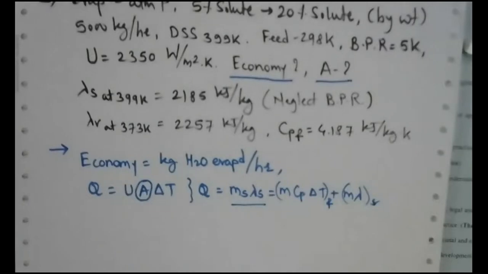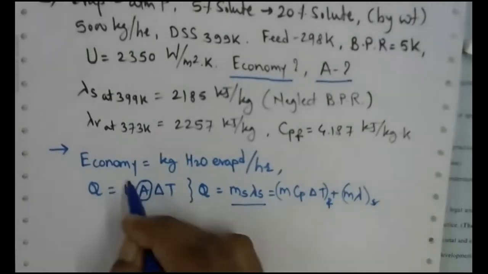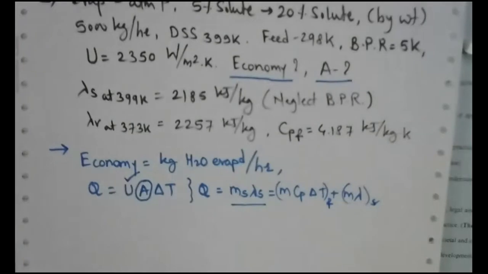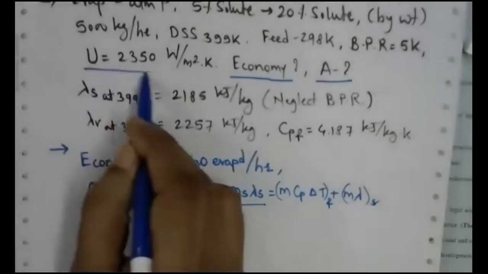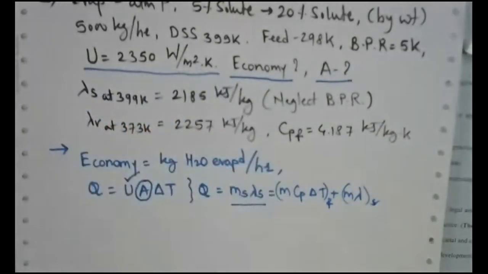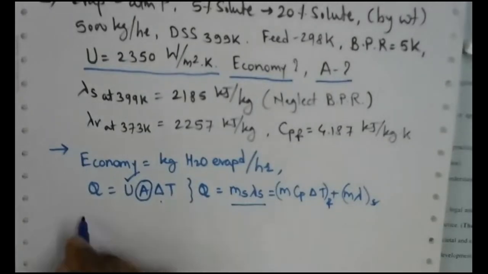So this is regarding the Q. Then U is given in the numerical itself. That is U equal to 2350 watt per meter square Kelvin. So no worry about this capital U. Then about delta T. So what is delta T? That is nothing but the driving force. In the previous numerical, we have discussed about this delta T.